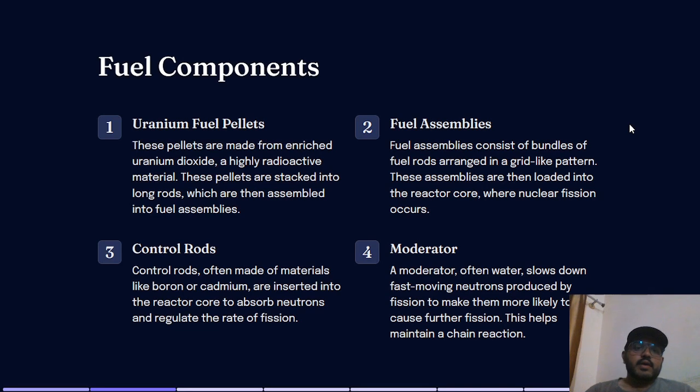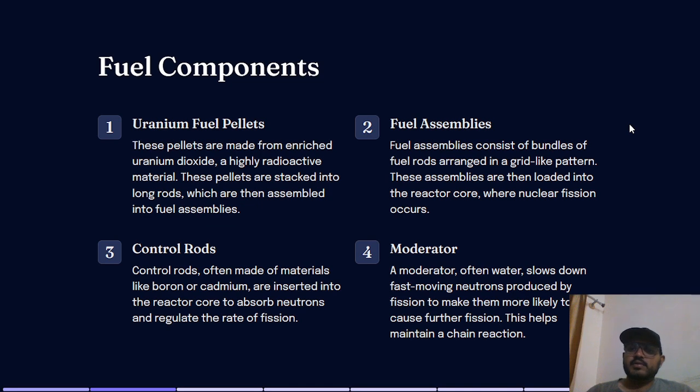Fuel components like uranium fuel assembly, control rods, and moderators. The uranium fuel pellets are made of uranium oxide, a highly reactive material. These pellets are stacked into long rods, which are then assembled into fuel assemblies.